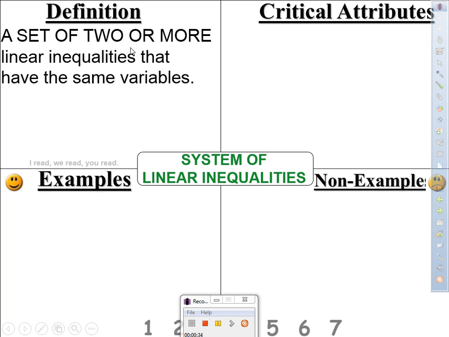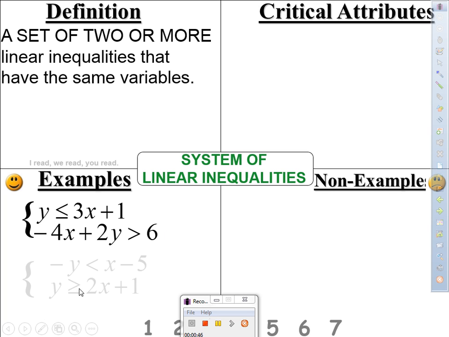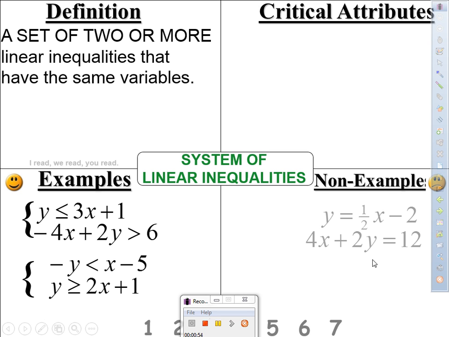It says a set of 2 or more linear inequalities that have the same variables. Examples: y less than or equal to 3x plus 1 and negative 4x plus 2y greater than 6. That's 1. The other one is negative y less than x minus 5 and y greater than or equal to 2x plus 1. And non-examples: y equals 1/2 x minus 2, 4x plus 2y equals 12, and y greater than negative 2 plus 1/2 x. Copy that, please.